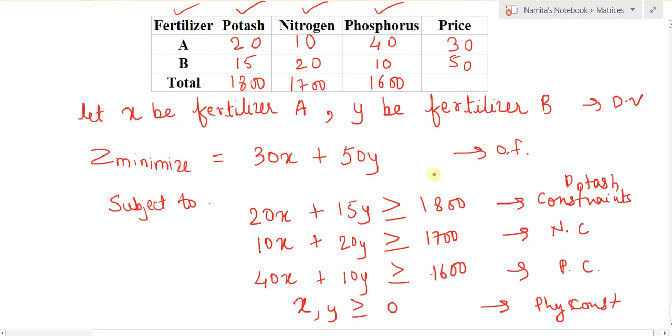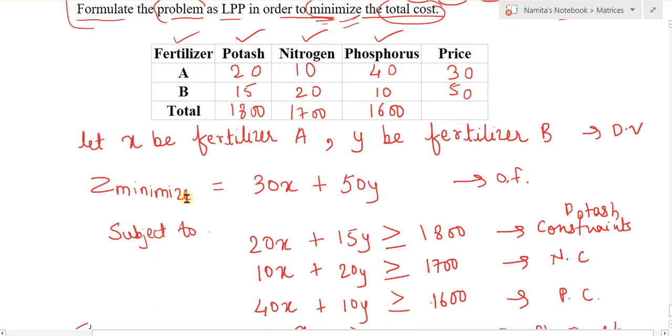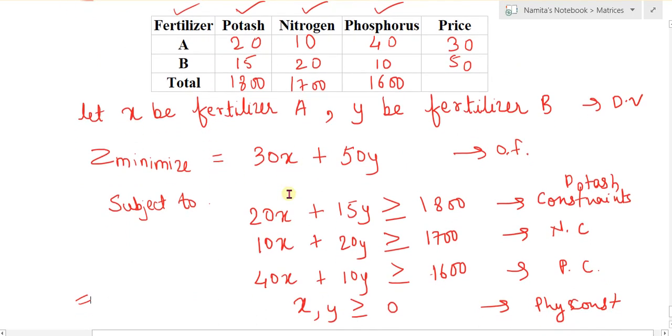Okay, so this is the answer for this question. It is very simple. First take down all the problem in the table, and then in these four steps you have to convert the formulation problem into equations. Okay, so I hope students you have understood this example of LPP, linear programming problem by formulation method.